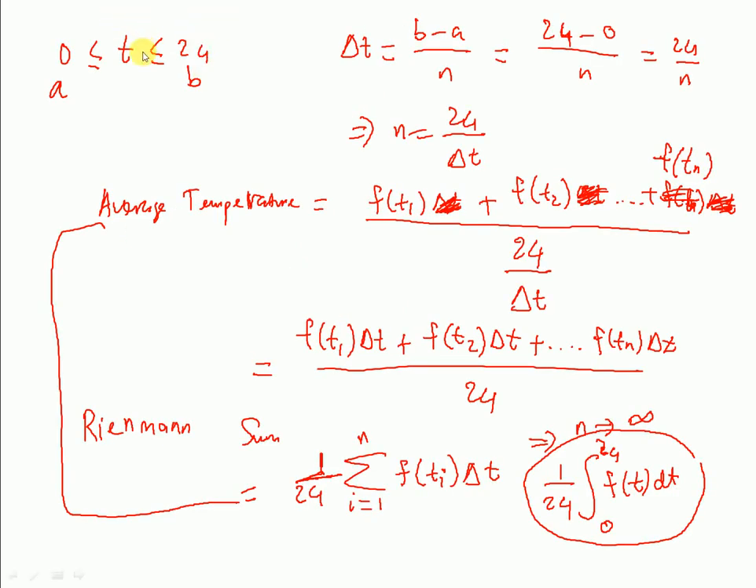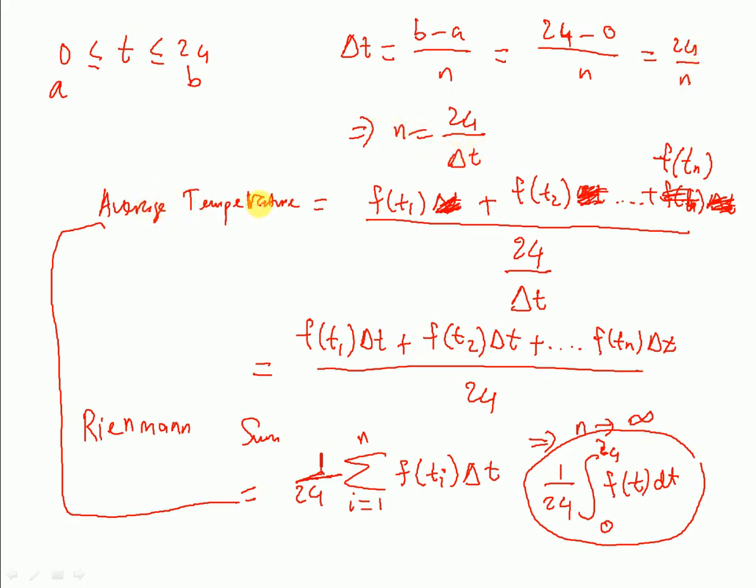Now, that being said, if I have the time from 0 to 24 hours and I want to find the average temperature of that function, now this interval is from 0 to 24. a is 0, b is 24. Delta t is b minus a over n. b in this case is 24, a is 0. So 24 minus 0 over n is 24 over n. Now you can solve for n: n is 24 over delta t.